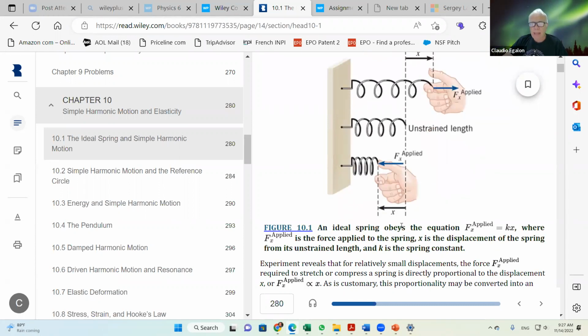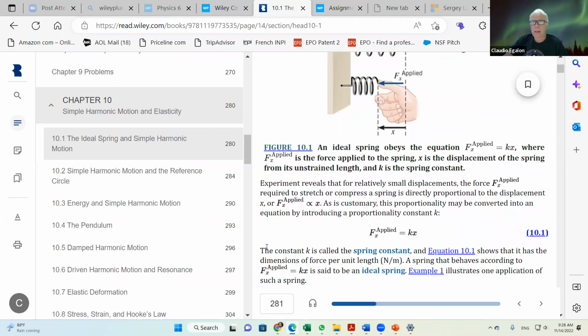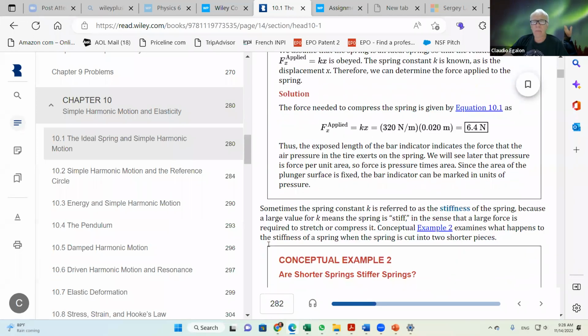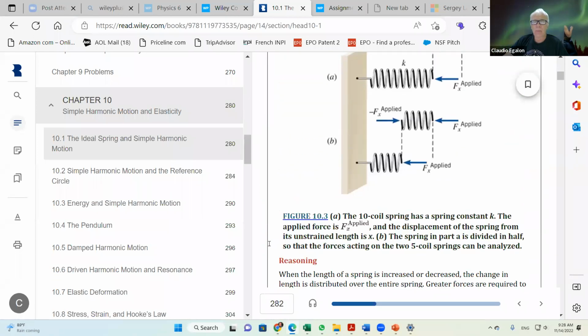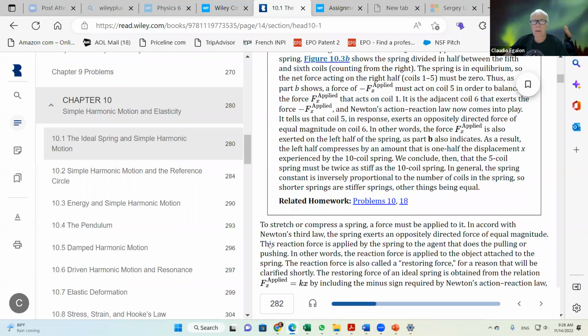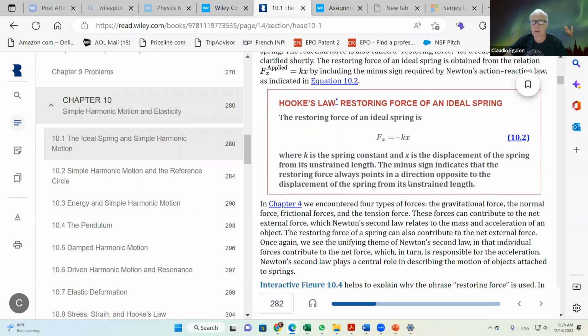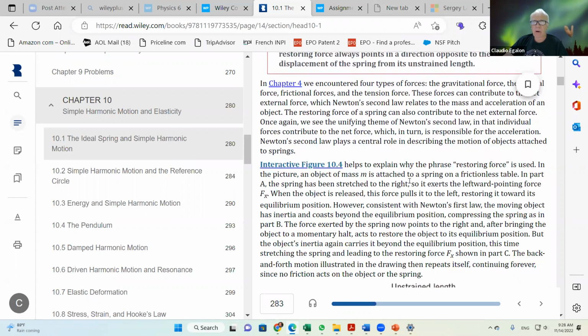Okay, so that's the equation of an ideal spring, Kx. K is the spring constant. I'm going to skip this part here. Here you go. Here, see Kx with the minus sign. You had a plus sign in there, plus Kx, because it was the external applied force. But here it's the force that the spring is applying to the object, whatever object it is.